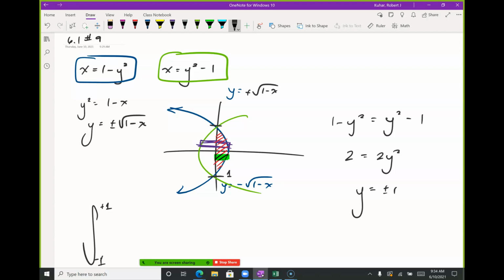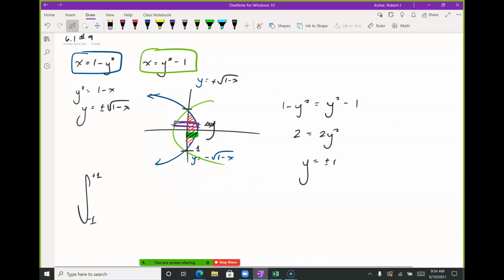I know I'm doing a delta y integral, right? Because I'm doing right minus left. So I need my integral to go from c to d, from the lowest y value to the highest y value. And then I need my right minus left. So I need (1 minus y squared) minus (y squared minus 1) dy.